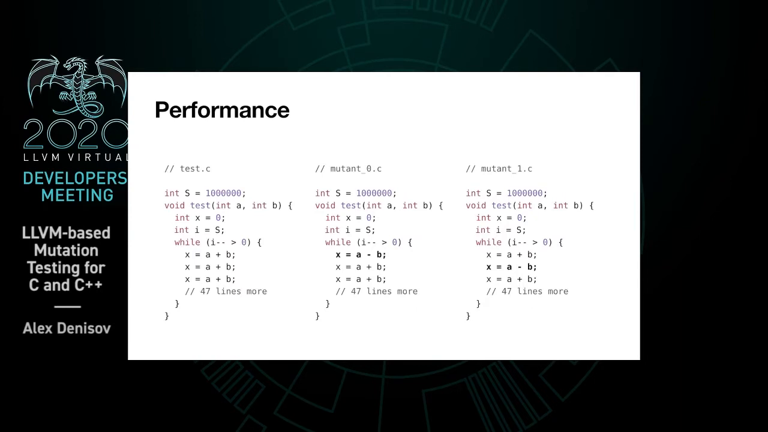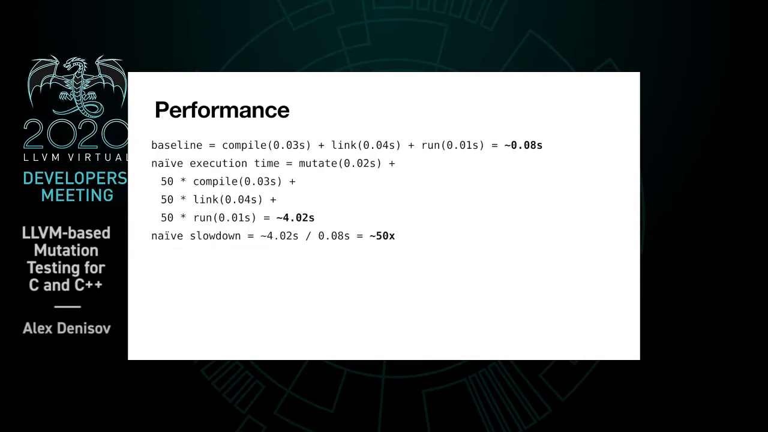For the sake of the numbers, I crafted an example program. You can see it on the left. What it does is just adds two numbers 50 times. In the middle and on the right, you can see examples of mutations added to this program. In total, there are 50 mutants, each replacing a distinct plus with a minus. I run this code on my machine, and here are the actual numbers.